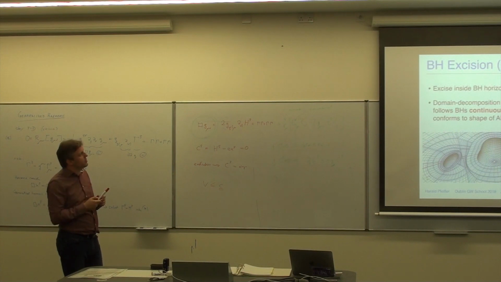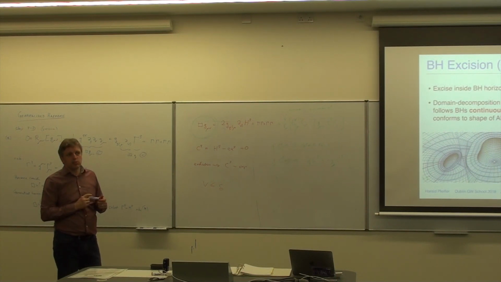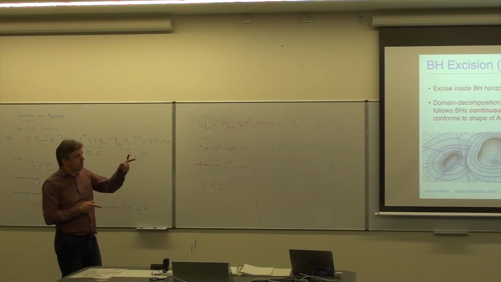In BSSN with standard parameters, there are gauge modes that move faster than the speed of light. They don't seem to mess up the simulations, but they would not work well with black hole excision.